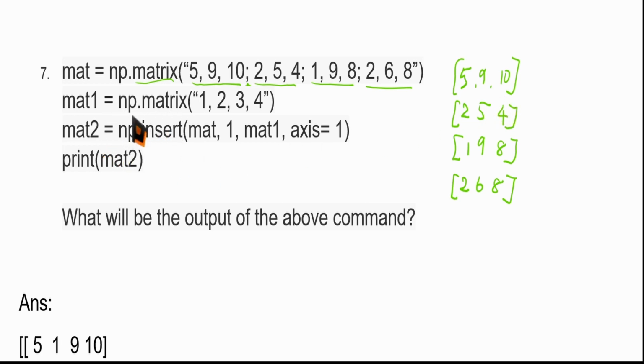Now you see the next instruction, np.matrix 1, 2, 3, 4. That means it will provide a matrix 1, 2, 3, 4. Now, an insert function is used here. You have to insert matrix 1 in this mat matrix along axis 1 and the index is 1. Actually, this is a two-dimensional array. So this is axis 0.